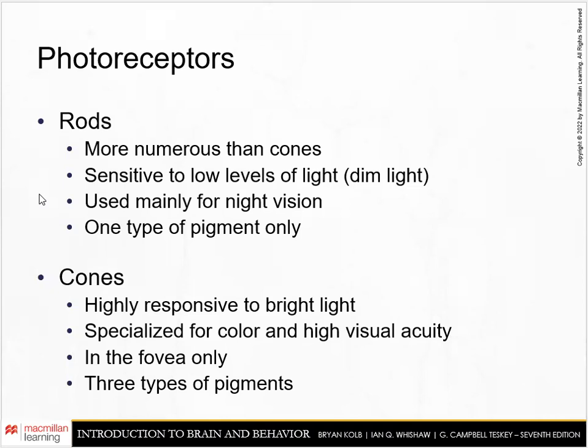Whereas cones are highly responsive to bright light. They're specialized for color. They have the high visual acuity, and these are in the fovea only. They have the three types of pigments, the red, the green, and the blue, that we're able to utilize in humans.